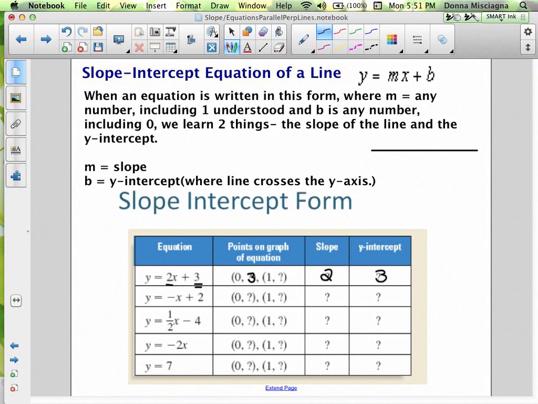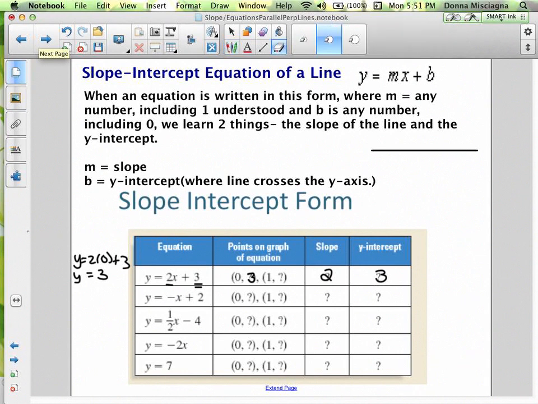Right? So I'll just put it over here. So y equals 2 times 0 plus 3. We could see it's 3. But we really didn't need to do that, right? Because we know that 3 is the y-intercept. Let's find another point on our graph. And we're given an x value of 1. Now we'll plug it in. So y equals 2 times 1 plus 3.